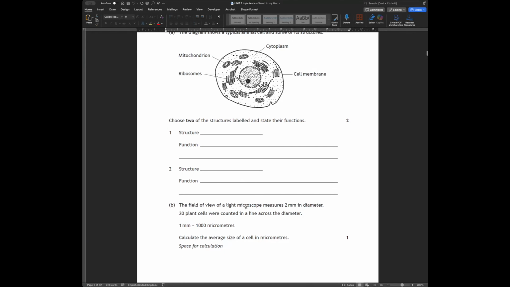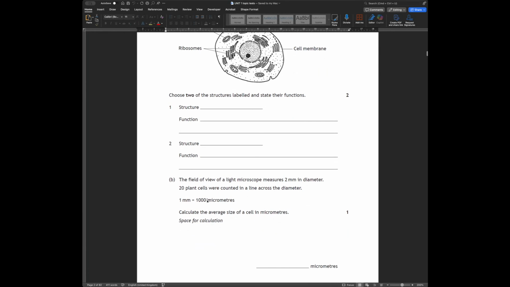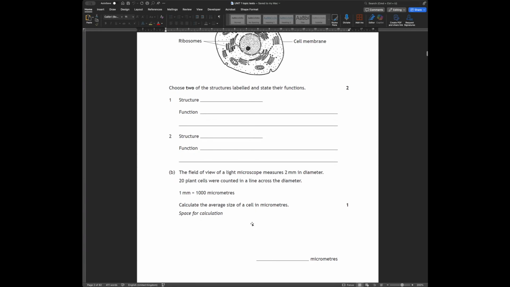Part B, we look at the field of view of a light microscope that measures 2 millimeters in diameter. There were 20 plant cells counted in a line across the diameter. 1 millimeter is equal to 1,000 micrometers. Calculate the average size of a cell in micrometers. So we know that our formula from before is the diameter divided by the number of cells across. So the diameter is 2, and the number of cells across is 20. So we're going to do 2 divided by 20. And then we're going to times that answer by 1,000 because we need our answer in micrometers, okay?